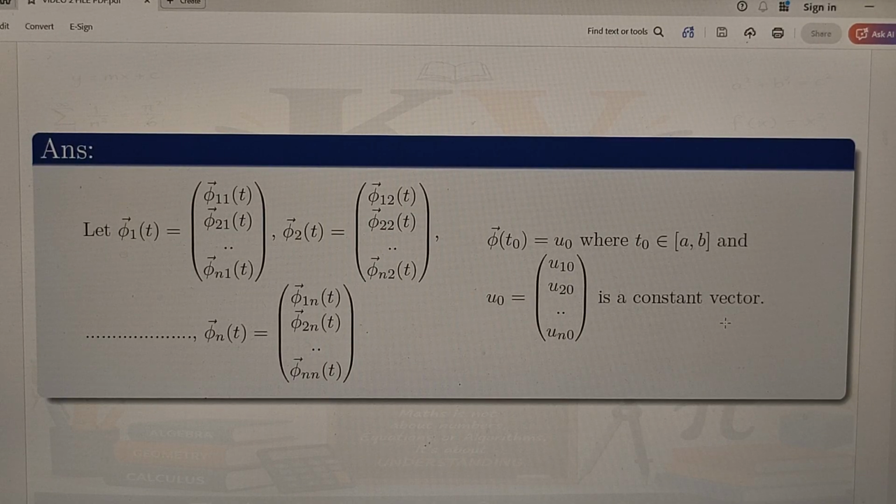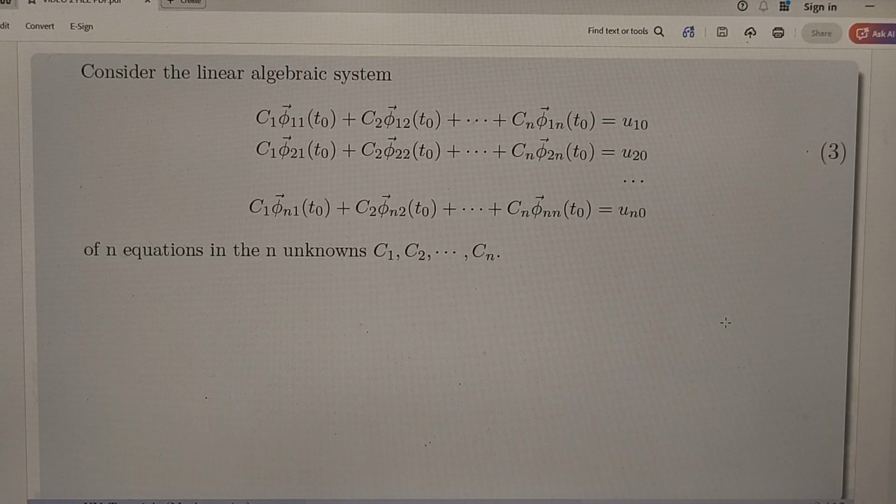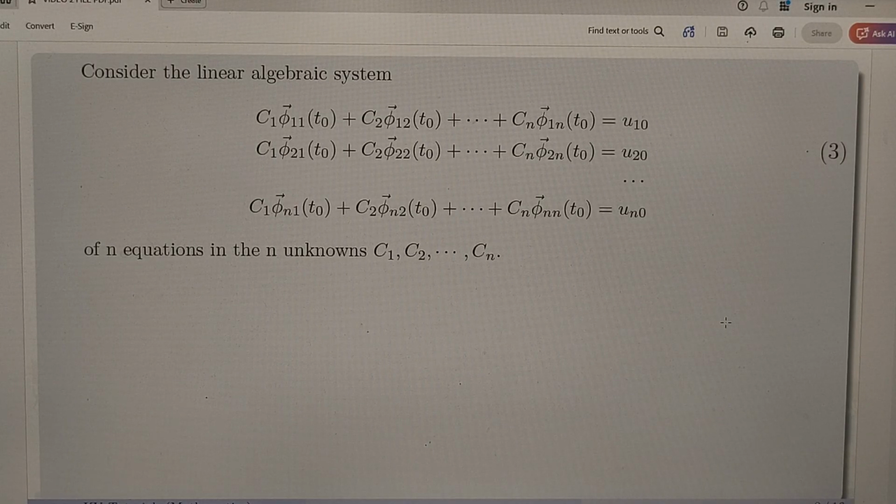Okay, and consider the initial condition phi(t0) equal to u0, where t0 belongs to the closed interval [a, b] and u0 equal to u10, u20, up to un0 is a constant vector. Now consider the linear algebraic system c1 phi 11 plus c2 phi 12 plus ... plus cn phi 1n equal to u10, and the last equation is c1 phi n1 plus c2 phi n2 plus ... plus cn phi nn equal to un0, where we get n equations with n unknowns.